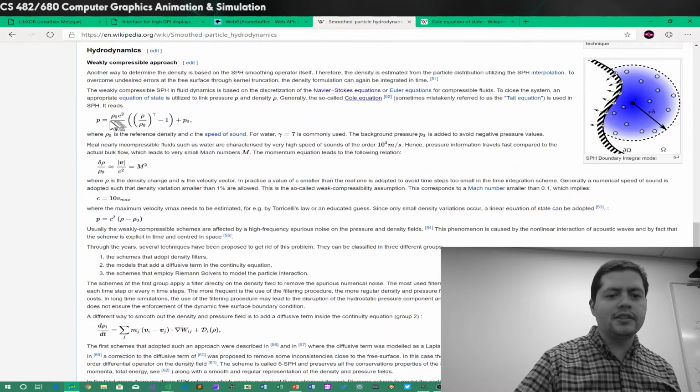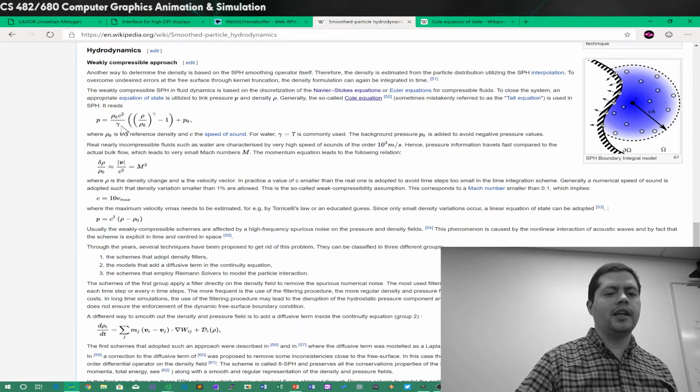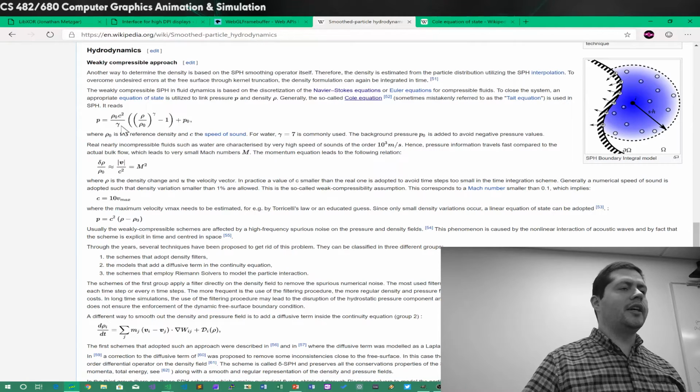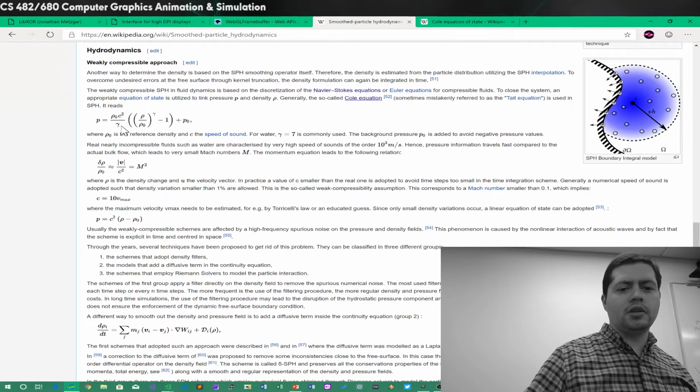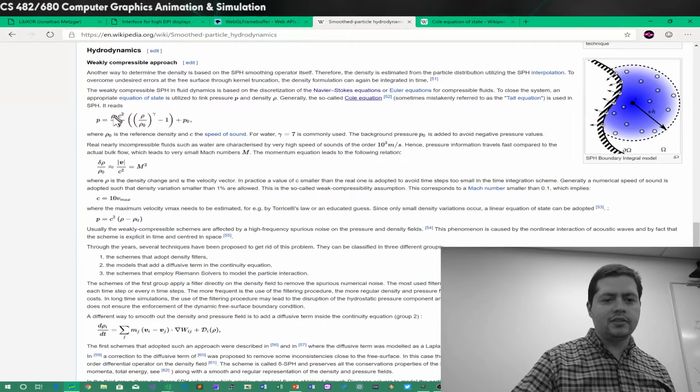So it's obvious in this equation that rho naught times c squared over gamma is the B in Cole's equation, right? And that makes sense, because if we multiply this out, we're going to get rho minus rho naught times c squared. If we set gamma equal to 1, then we can get rid of the gamma.